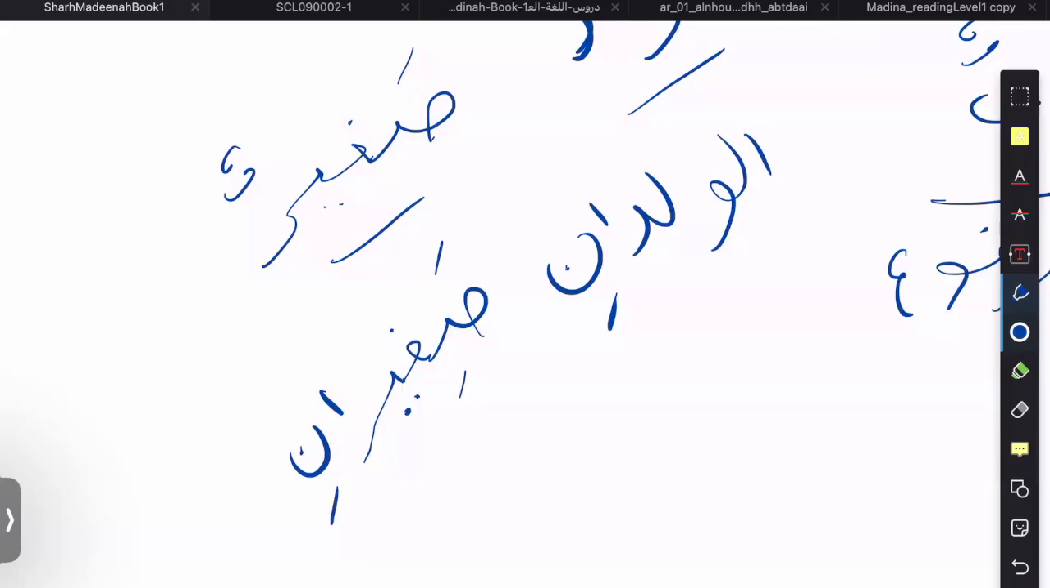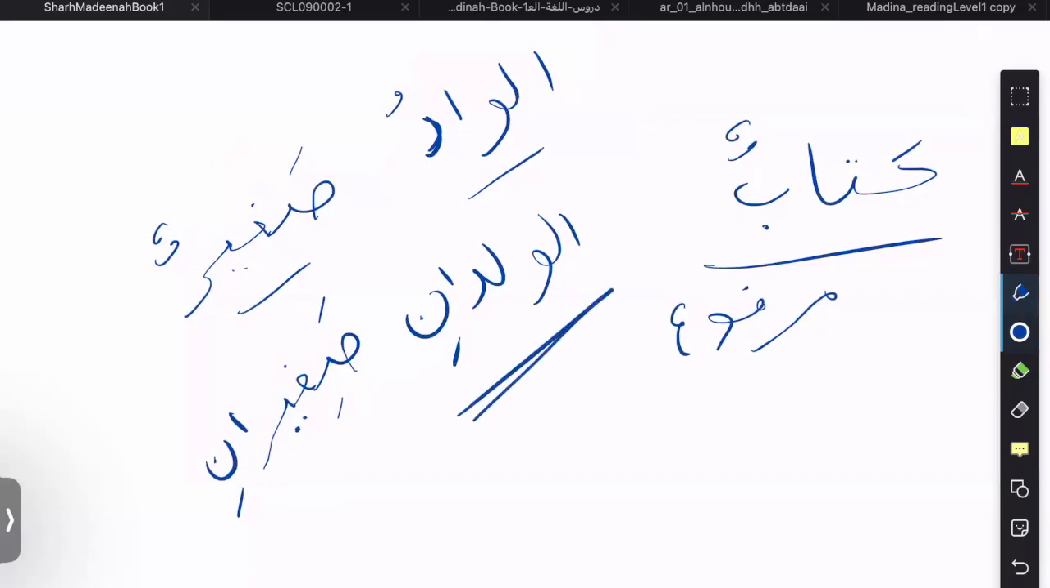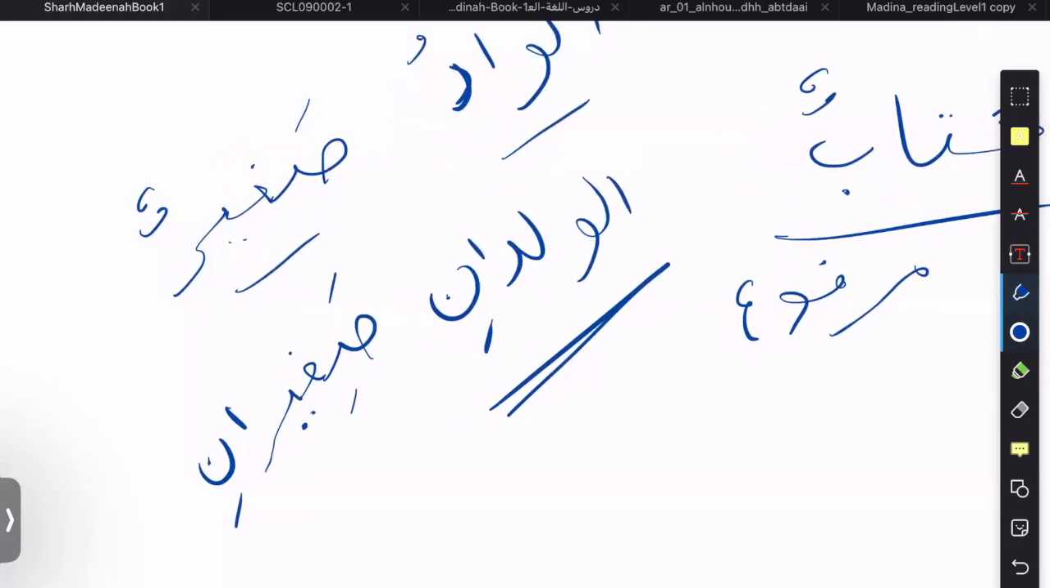So what happened to our Dhamma? Some words, in their default state or the marfu state, don't take a Dhamma. And this is one of them. You will learn a lot more. So here there's no Dhamma. This ani sound, this ani, it is the Dhamma state. It is the raf. It is the marfu. So Al-waladani, it is marfu.